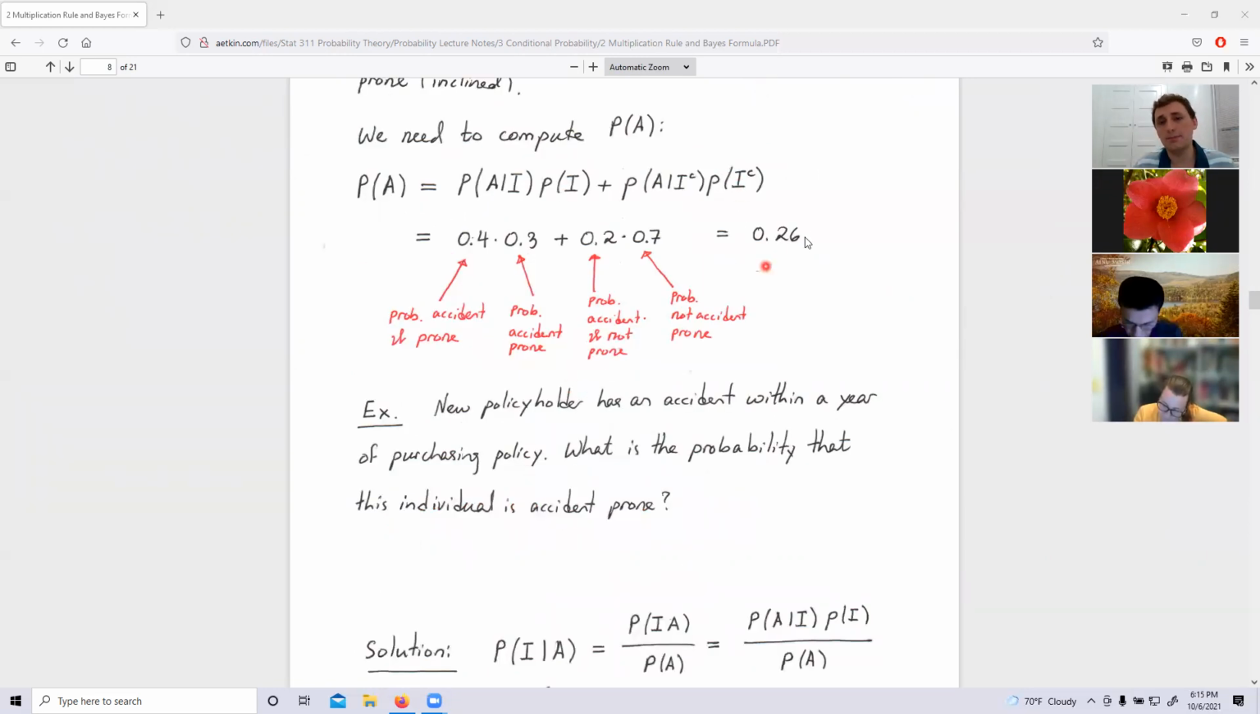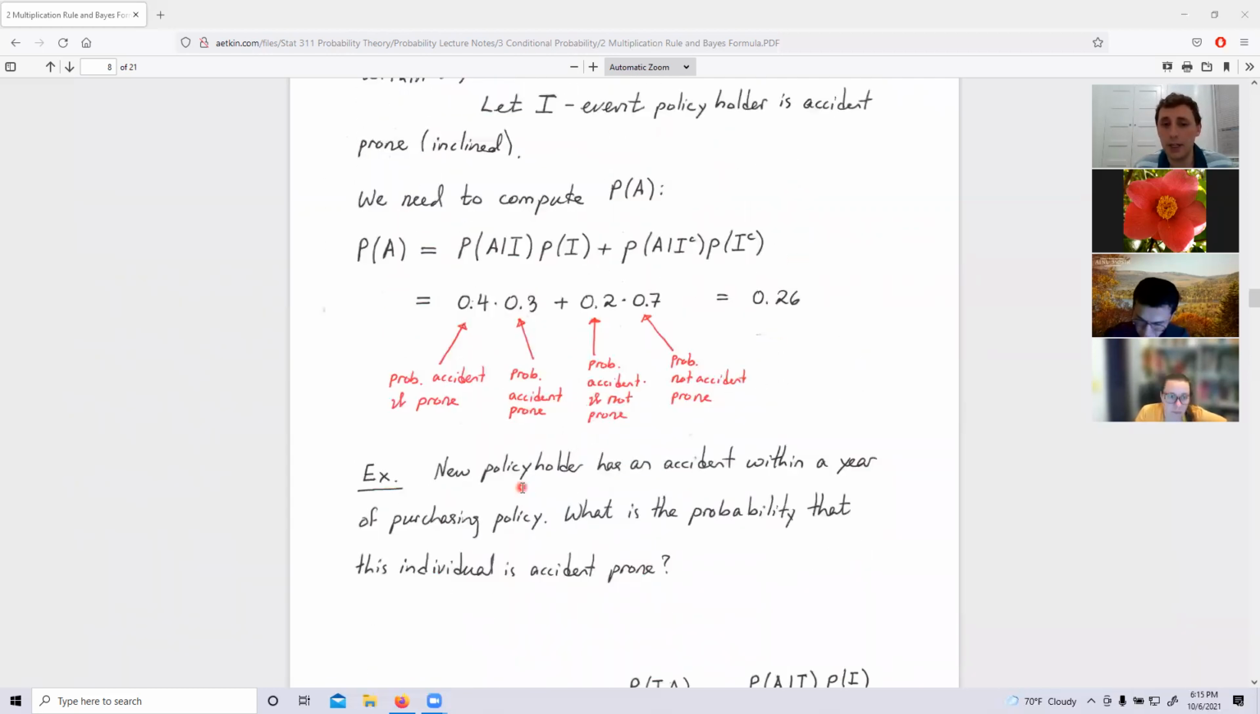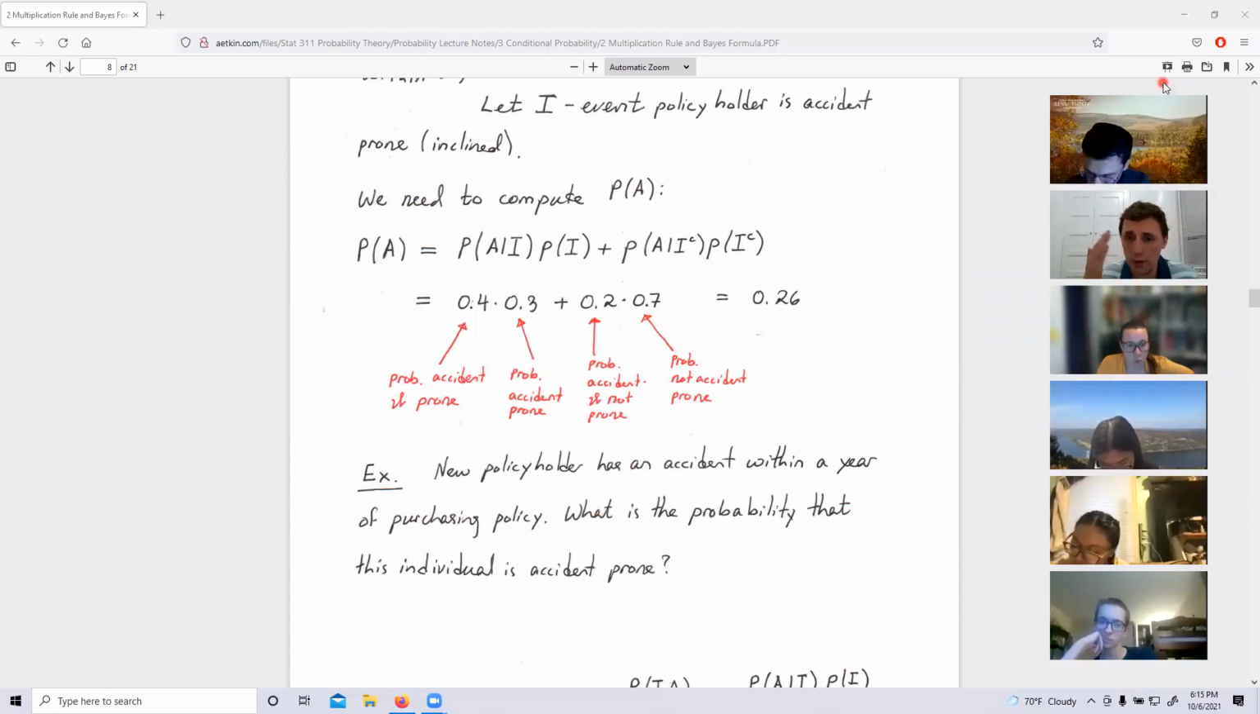Now, next example. New policy holder has an accident within a year of getting this policy. What's the probability that the individual is accident prone? So you understand what happens now. Now I know the person had an accident. Now I need to classify how likely is this person to be accident prone? Solve this, please.